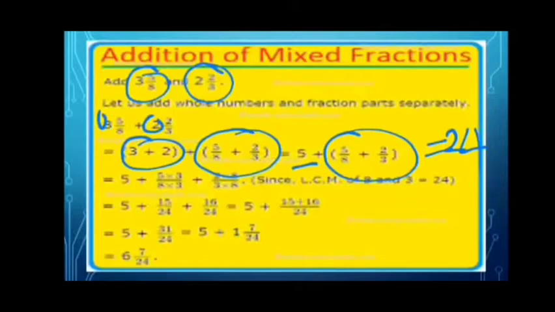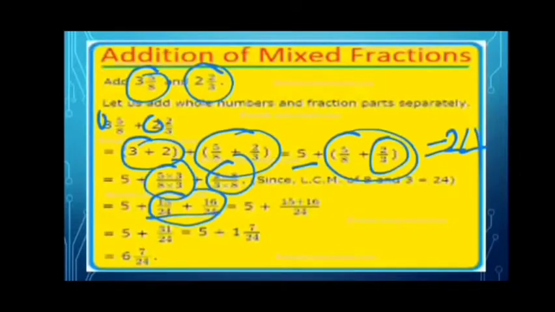So the first fraction here is 5 over 8. All you need to do is to multiply the numerator and the denominator by 3, and also the 2 over 3 here, you multiply the numerator by 8 and denominator by 8. So the fractions become 15 over 24 and 16 over 24. You can see that they now have a common denominator.